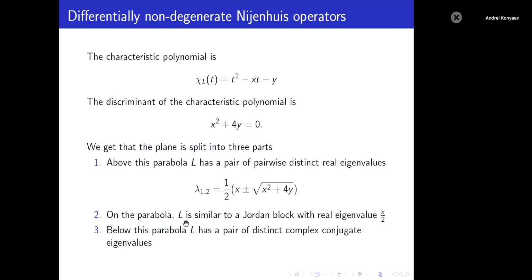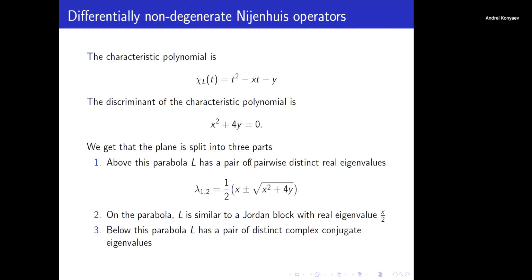Now, on the parabola, we have L, which is a Jordan block, and what is fun is that in each point, those Jordan blocks are pairwise different because the eigenvalues become x over 2, right? And because x over 2 parameterizes the entire parabola, in each point you see that the eigenvalue is different. You have 0 eigenvalue at the origin, and over these curves you have different eigenvalues. Okay.